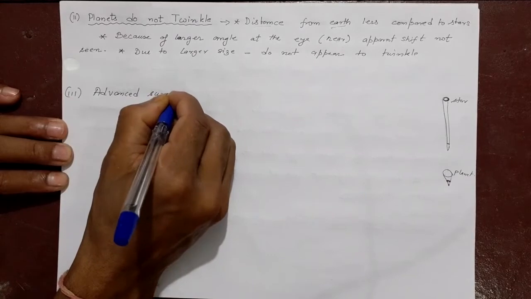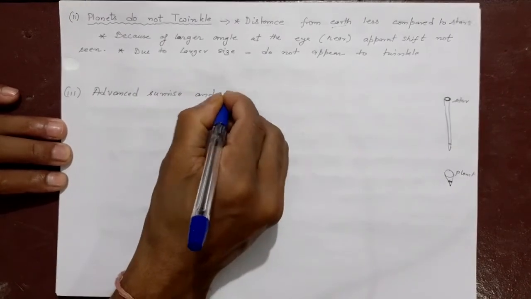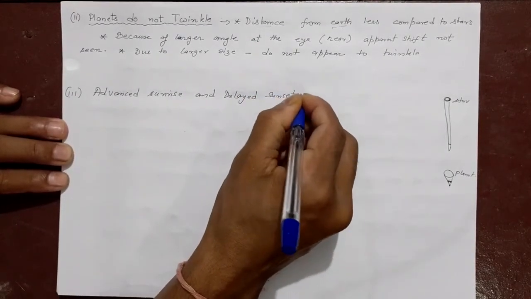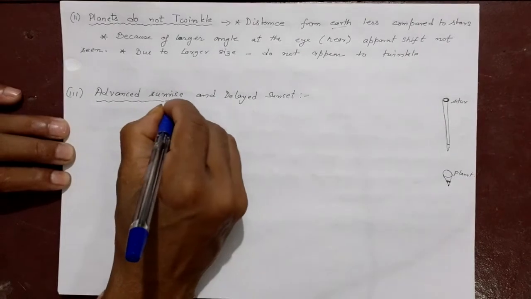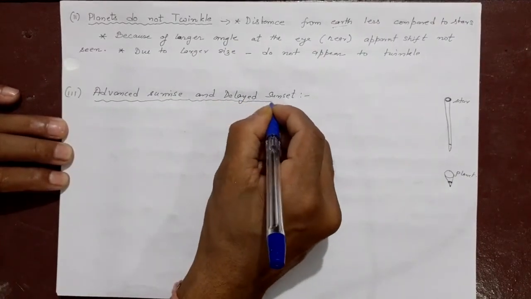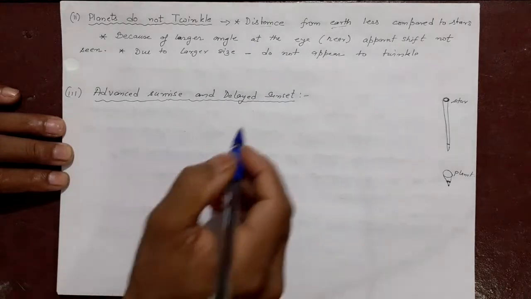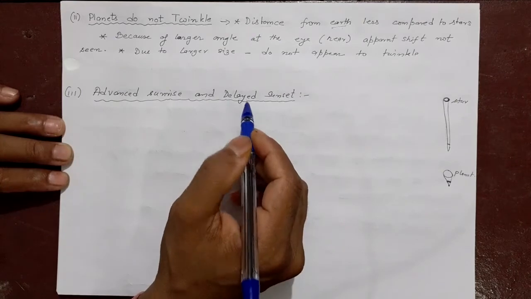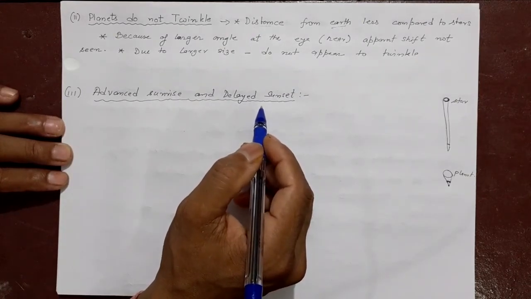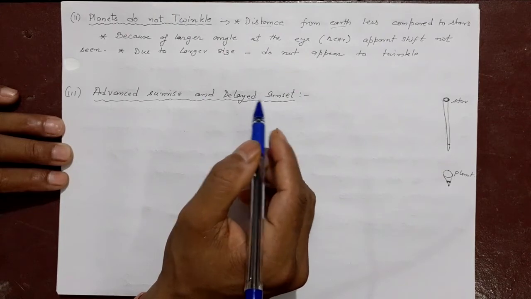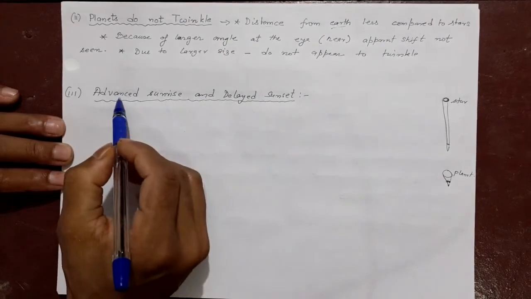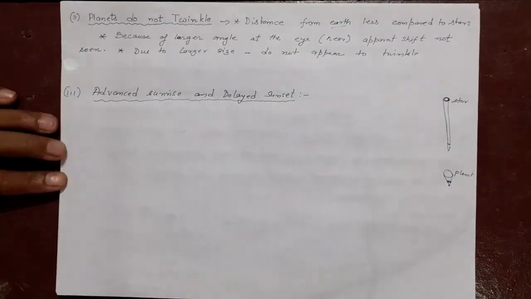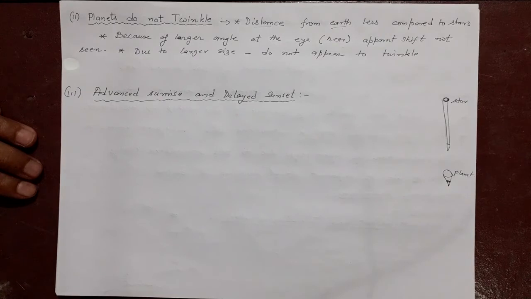sunrise? What is the meaning of advanced sunrise and delayed sunset? The meaning is that whenever there is a sunrise in the morning, we see the sun very early, even before the sun has actually come. And at sunset in the evening, even after the sun has set, for some time it remains in the visible range. We can see it for some time. Why does this happen? It comes early and goes late. These two things can also be explained in terms of refraction. We will do that.